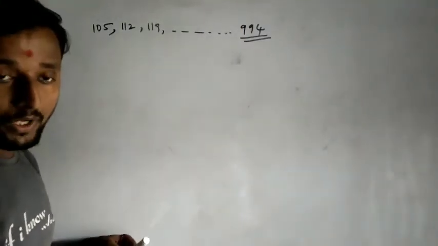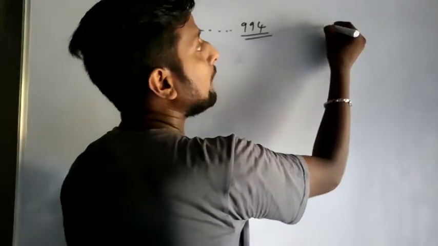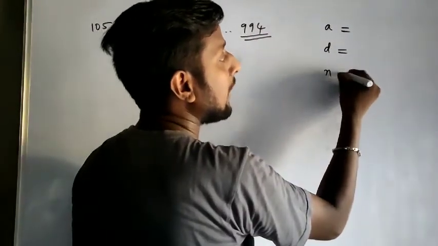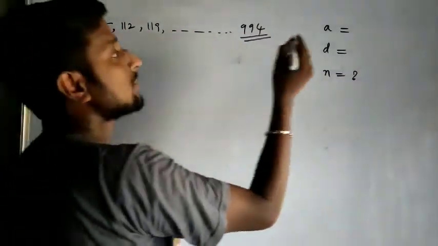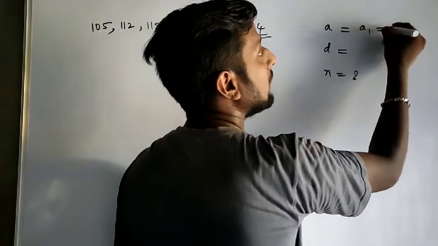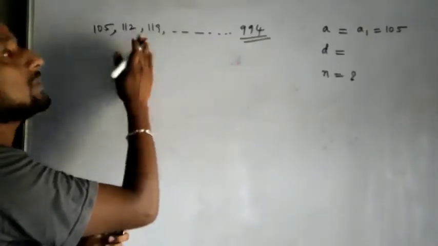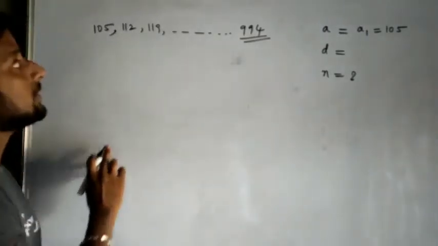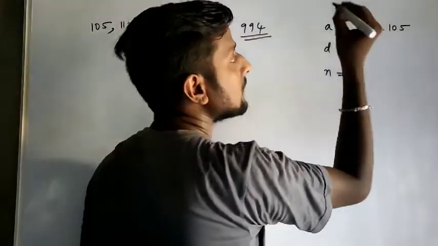Now what should we find? We have to find how many terms there are in the series. So here we need the a value and the d value, and n we have to find. a is nothing but the first term, a1, that is 105. These are the numbers divisible by 7, so the common difference is also 7.